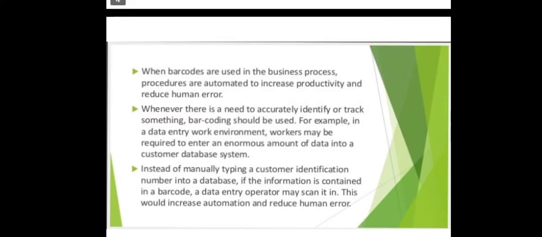When barcodes are used in business, procedures are automated to increase productivity and reduce human error. Whenever there is a need to accurately identify or track something, barcode should be used. Instead of manually typing a customer identification number into a database, if the information is contained in a barcode, a data entry operator may scan it in.